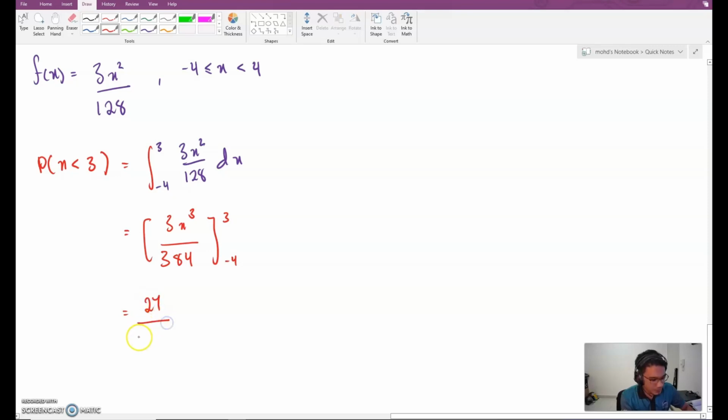And that will be 27 over 128 plus 1 over 2. So we have the probability is 91 over 128. Then the next question is to find the probability negative 2 less than x less than 1.